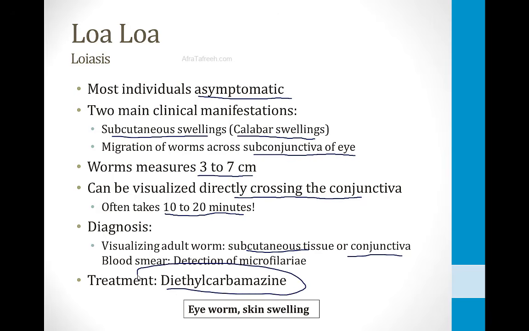And so the buzzwords to remember for Loa loa are eye worm and skin swelling. Most people remember the eye worm. This worm has a very unique name, and most people remember that picture of the worm swimming across the eye. What people sometimes forget are the Calabar swellings and the skin symptoms, and that's because it moves through the subcutaneous tissue, just like a lot of the worms we'll talk about in this module.